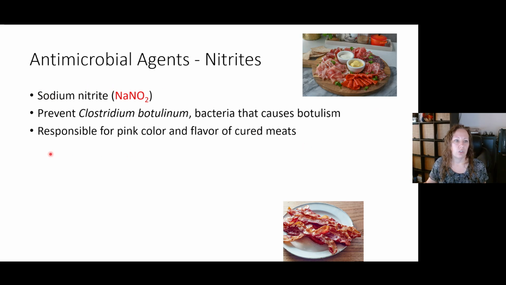Sodium nitrite is responsible for the pink color and flavor of cured meat. So everything from sausage, bacon, ham. I mean, these are all different types of sausages and hams here. Anything that is pink after it is cooked has sodium nitrite in it.